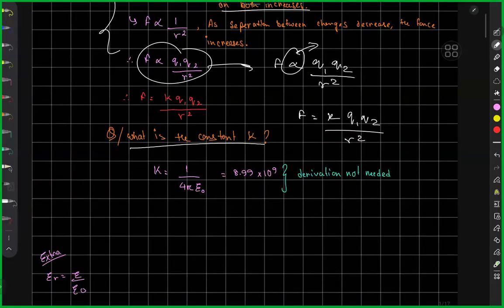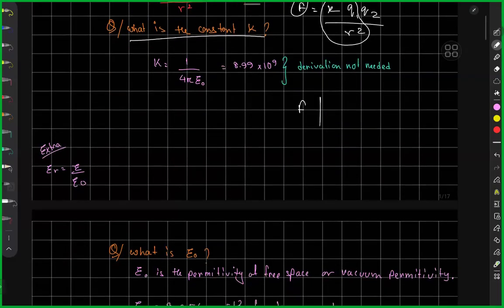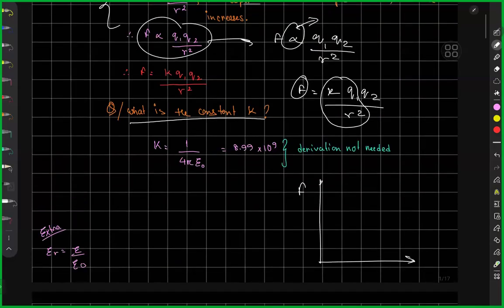So basically, what they probably did was they plotted F against, let's say, Q2, right? And the gradient of that graph was KQ1 by R square. Okay. So what they did was plotted F. I'm giving you an example. So they plotted F versus Q2.